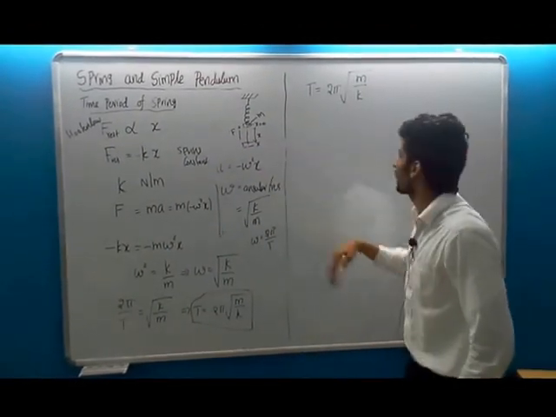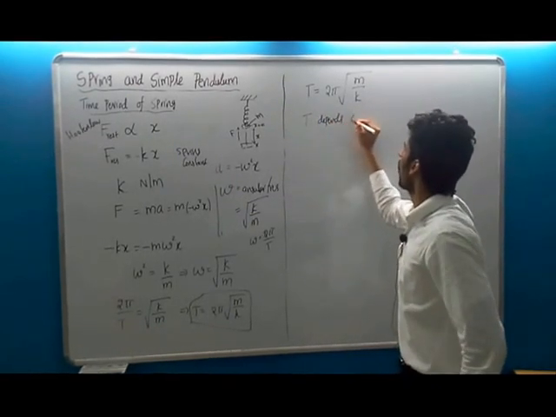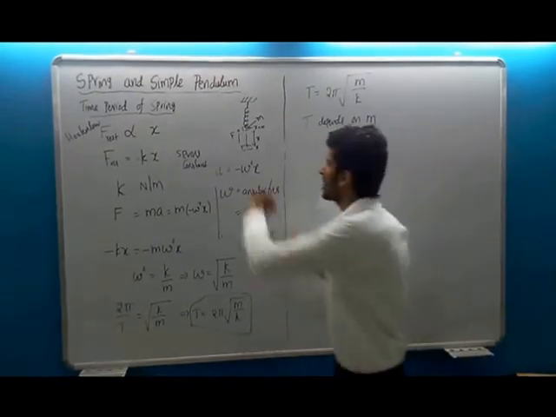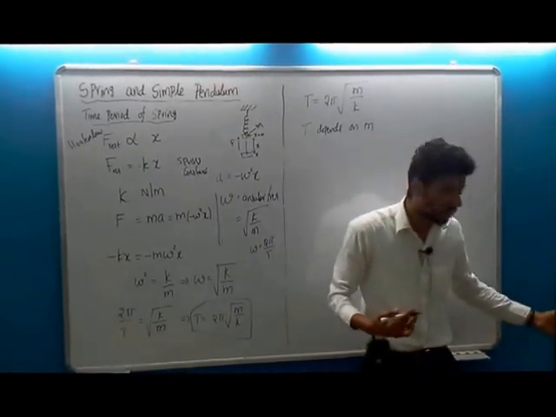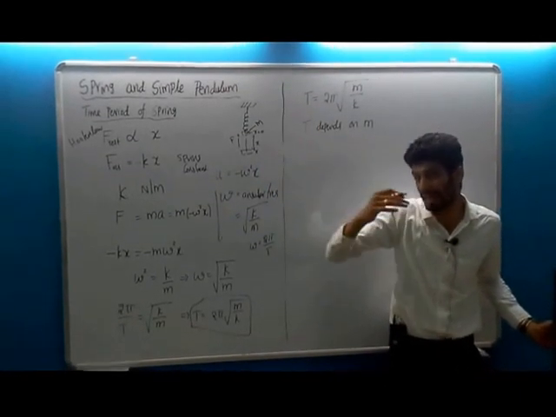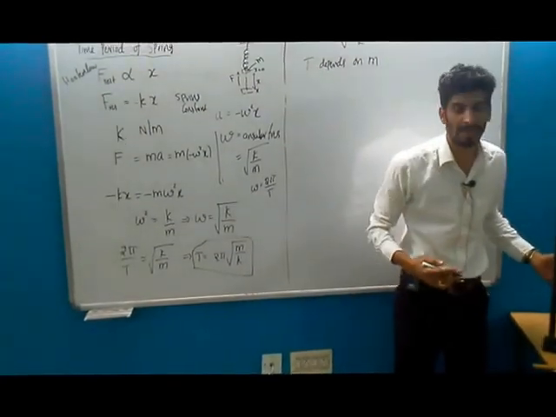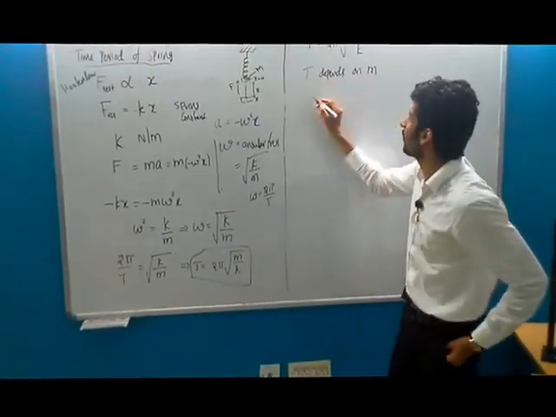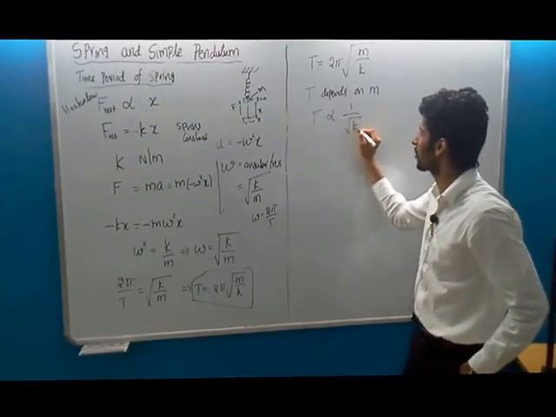On what factors does the time period depend? So T depends on the mass suspended. So here is a mass which is suspended. The more mass you suspend, the more time period you get. That means the time taken for every oscillation is more if you increase the mass suspended. That's fine. On the other side, I have time period which is inversely proportional to the square root of k.